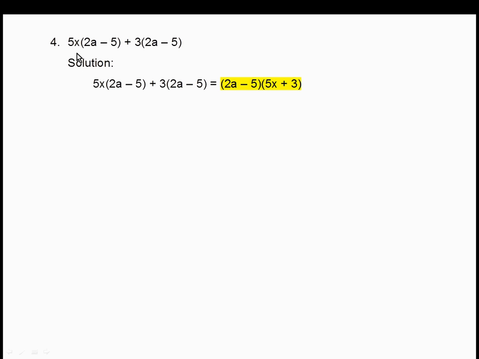Now again, in this problem, resist the temptation to distribute the 5x and the 3. Remember, you're doing the opposite of multiplying. You're trying to factor something out.